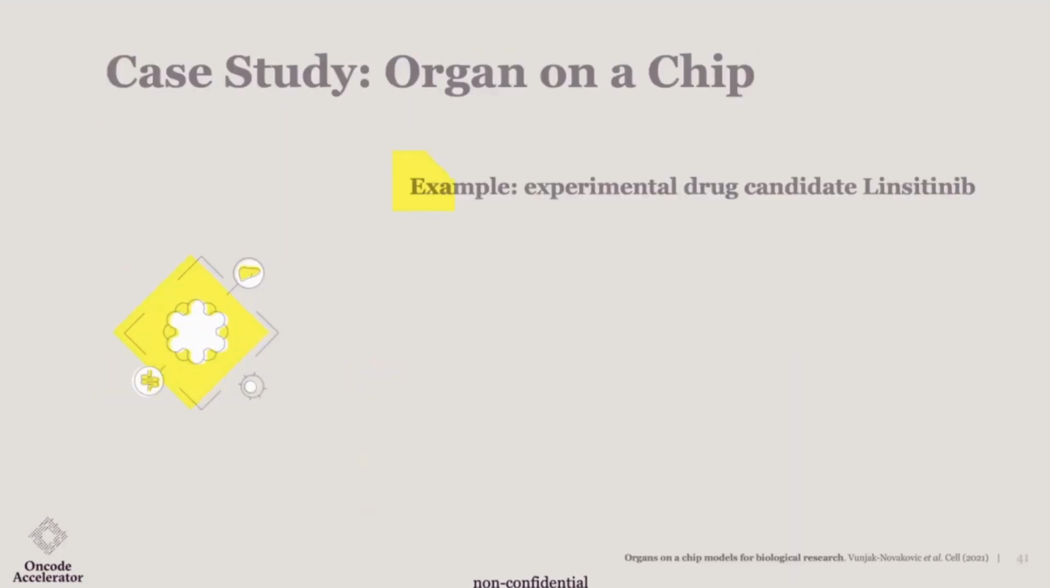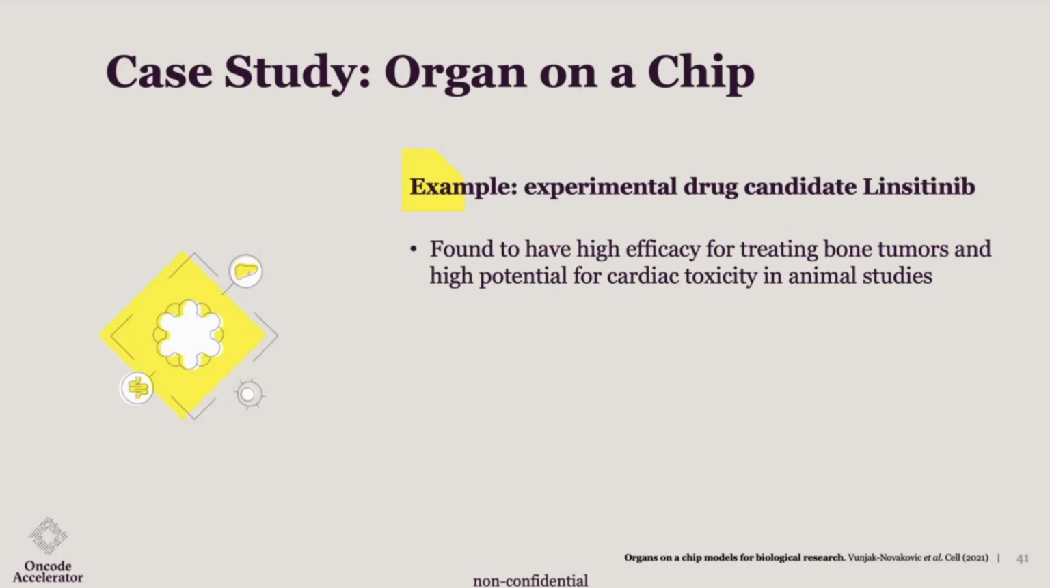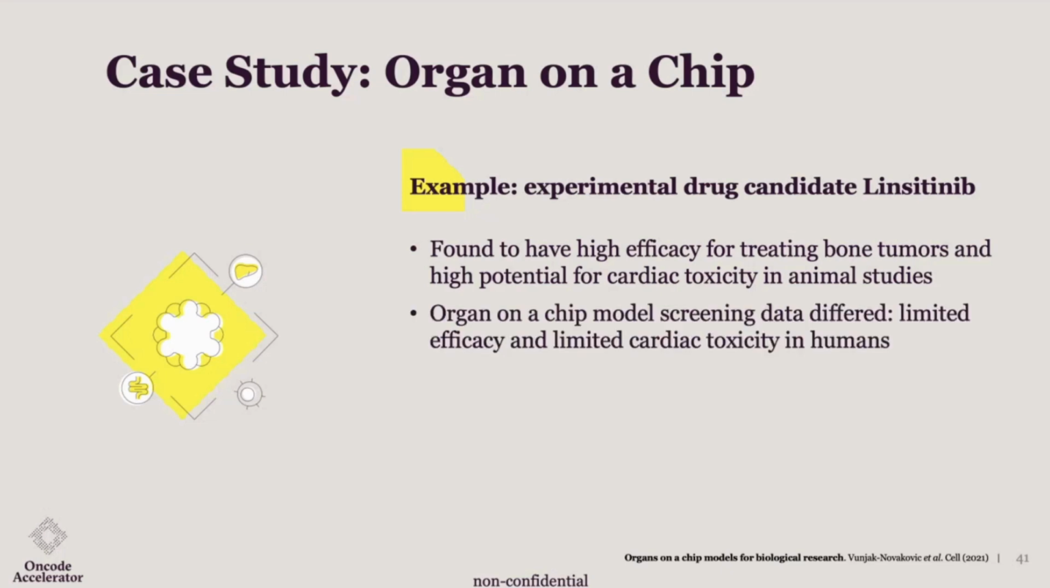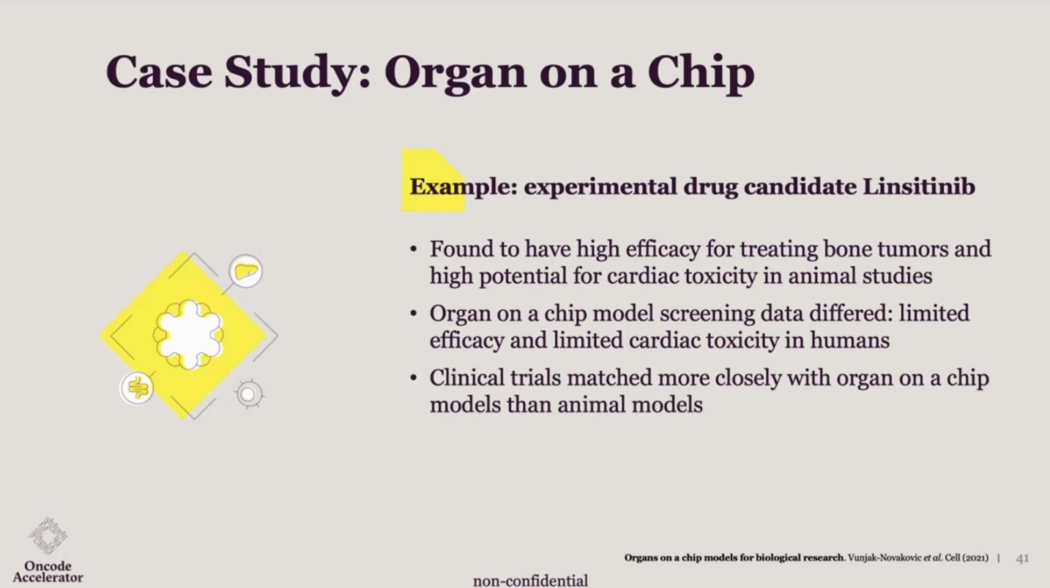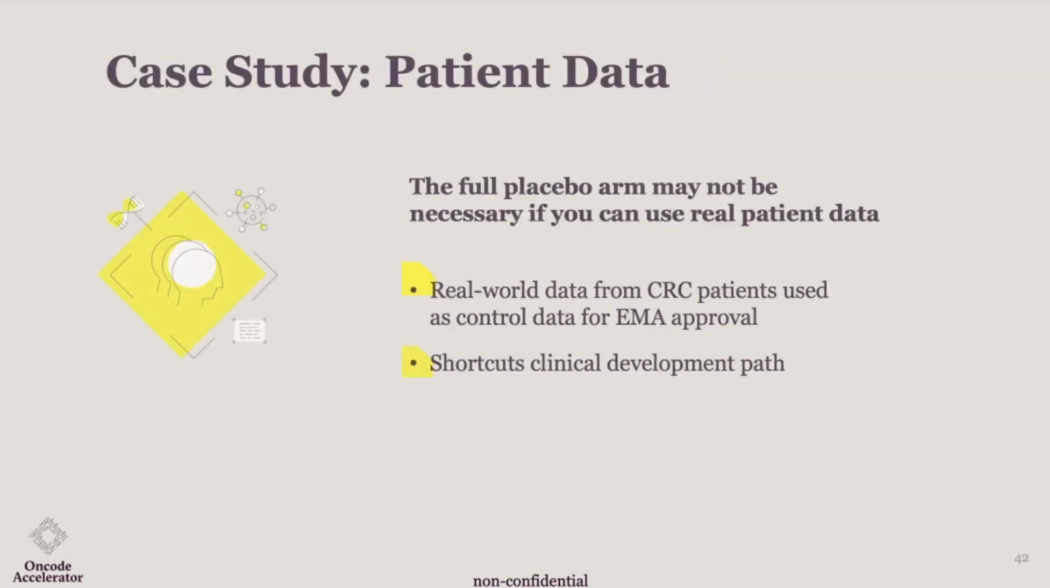Next slide, please. So another example for this: organ-on-a-chip models have shown the potential to measure cardiac toxicity. And these support the utility of organ-on-a-chip models for predictive insights prior to clinical trials. And these can really help to improve these clinical trial designs. Yes, next slide, thank you.